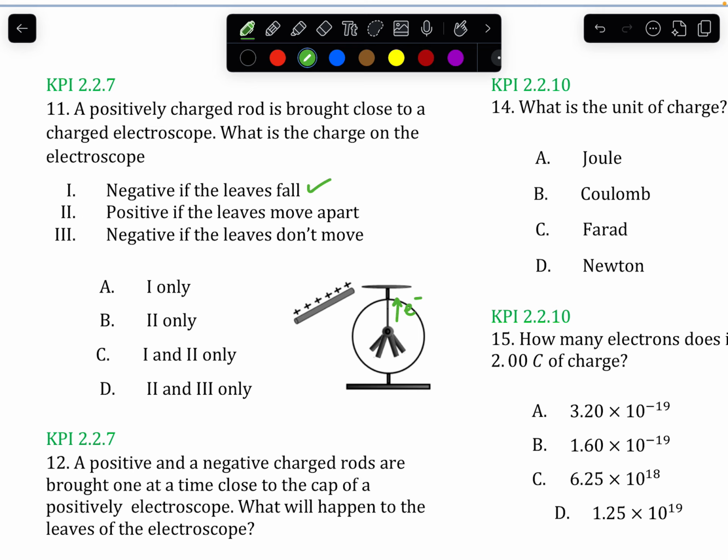Let's read the second one. Positive if the leaves move apart. Yes, of course. If it was positive and electrons go down, it will become more positive. Negative if the leaves don't move. No, that's not correct. So only 1 and 2.